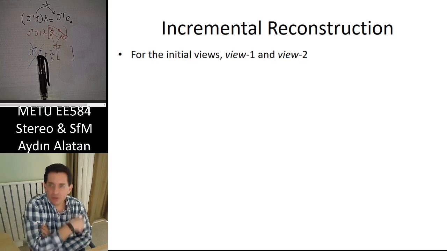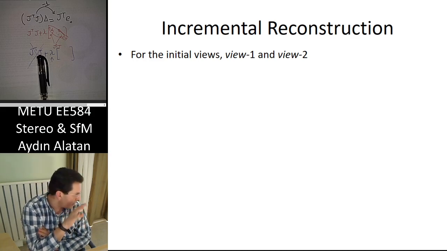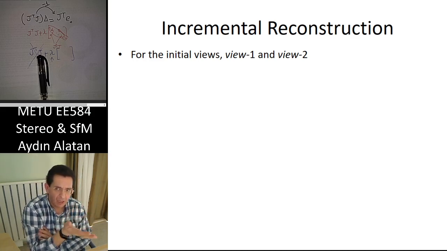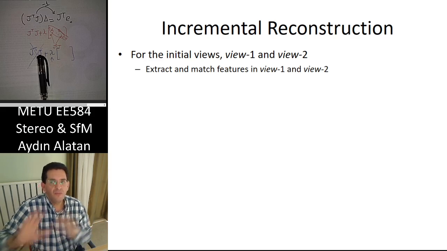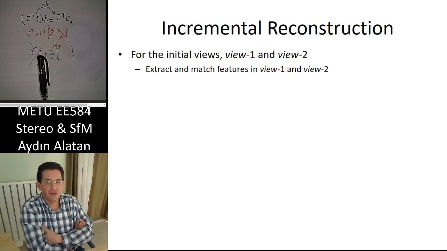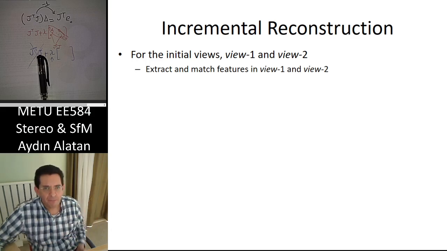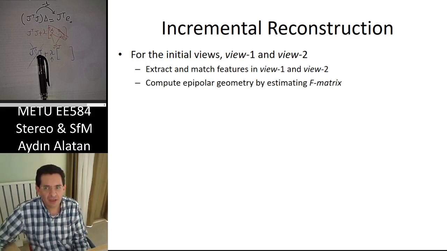For the initial views, take two images, view 1 and view 2. Please note, first make your calibration of your camera using a calibration pattern. Find your K matrices for view 1 and view 2. Extract and match features using ORB, KAZE, SIFT, whatever you like. Match them. Solve for the F matrix.